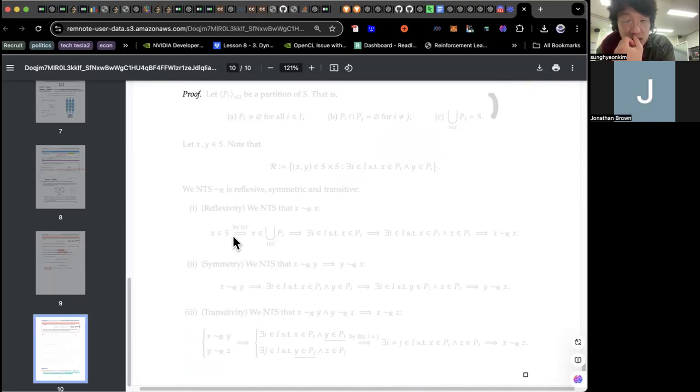X is an element of S, and since the union of the partition becomes S, we can say X is an element of the union of the P_i. Then for some i, X is in P_i, so we get X related to X under R. We can also derive Y related to X using symmetry: substituting P_i, Y is in P_i and X is in P_i.